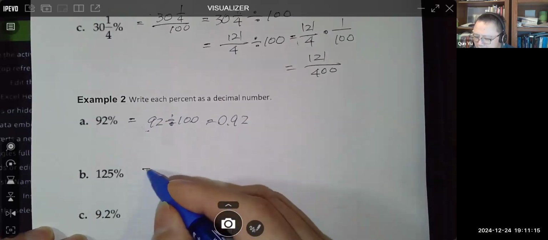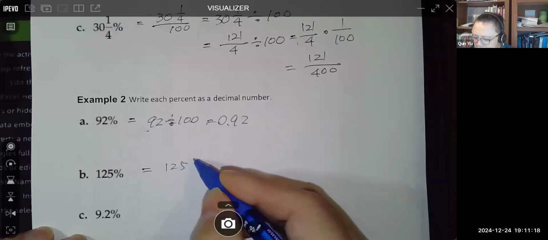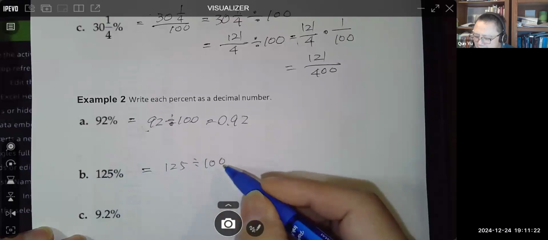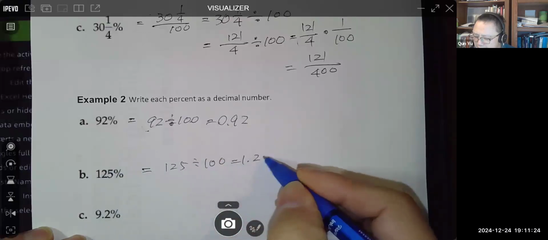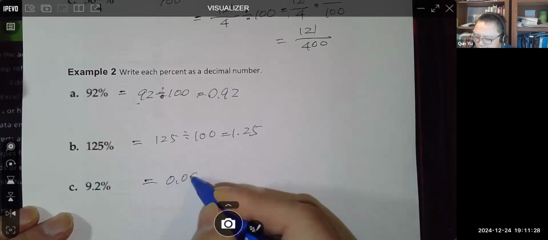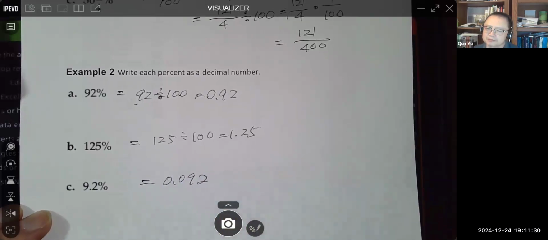Now, this one, 125 divided by 100. Again, you can just look at this and move 2 digits to the left. You get 1.25. And this one, we do the same thing, 0.092. So super fast.